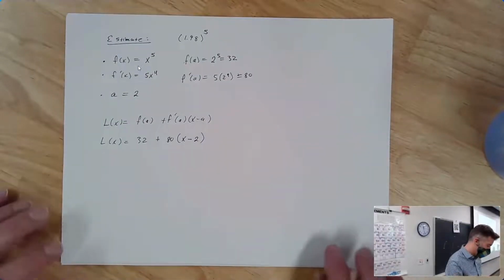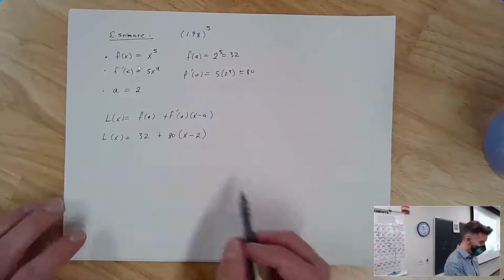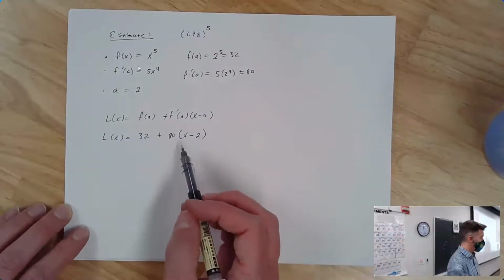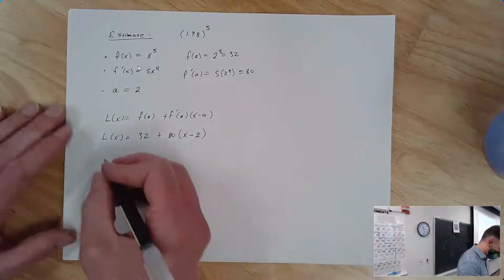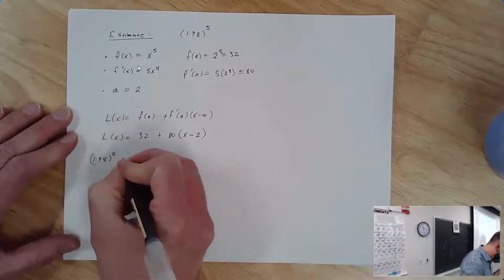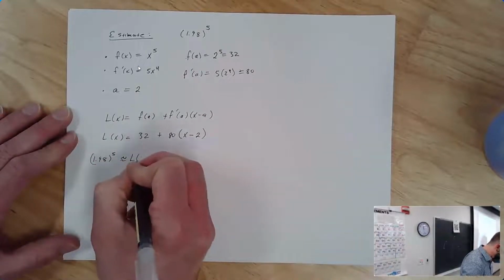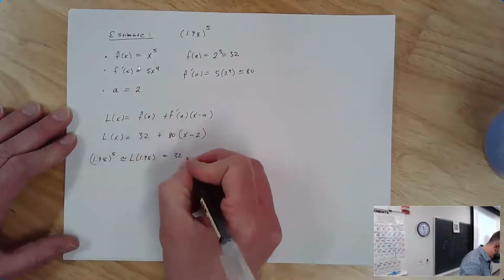Again, I want to mention that you do not want to simplify this any further. I'm going to be plugging in 1.98 because 1.98 to the 5th power is approximately my linearization at 1.98. And I'm going to get this, which isn't going to be too terrible.